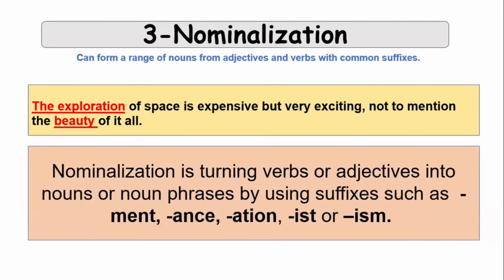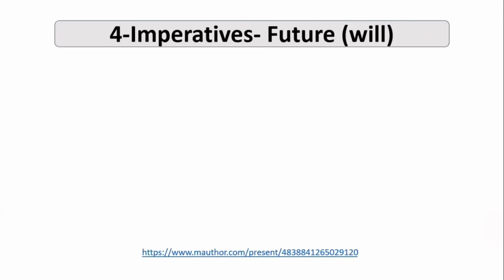For example, if you want to explain something in the introduction, and you want to say, I will explain this and this, it is much better to say, I will provide an explanation of this. This will sound more formal and it will give you a better mark, okay?